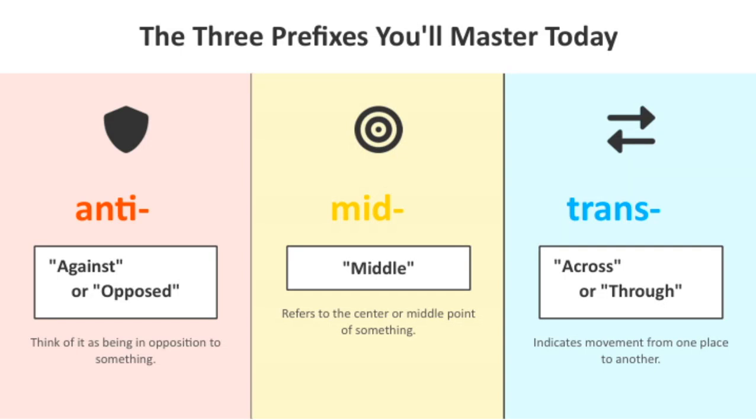Today, we're going to focus on 3 important prefixes that can really expand your understanding of words and their meanings. First, we have across or through. These prefixes suggest movement from one side to another or passing through something. Think of it as moving across a space or going through a barrier. Next, we have middle or mid, which refers to the center or the middle point of something. It helps us understand positions that are central or halfway. Finally, there's against or opposed, which indicate being in opposition to something or standing against an idea or force.